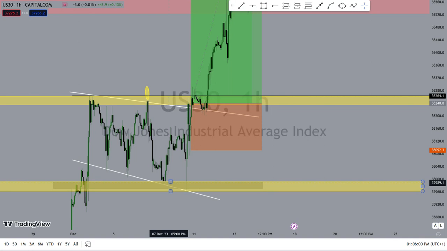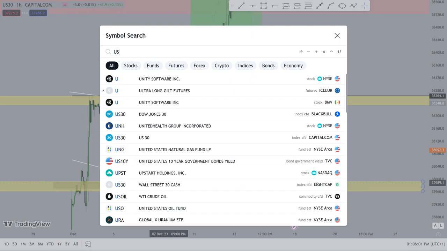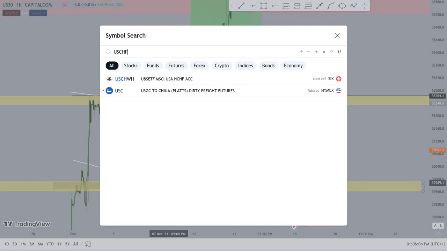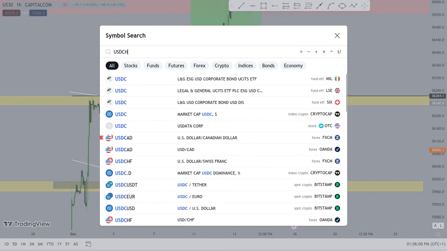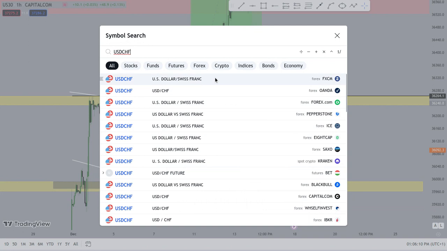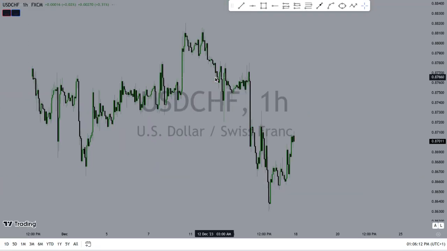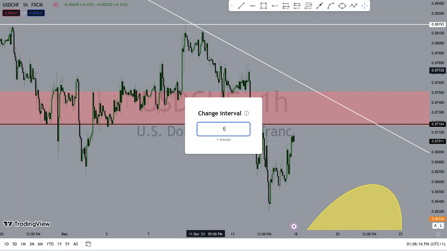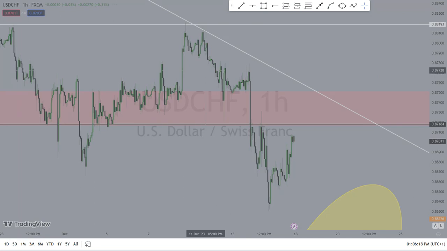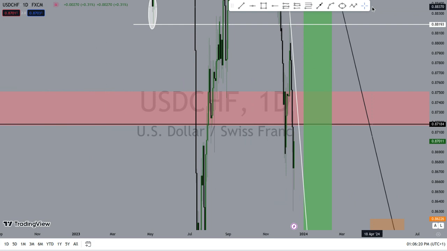Looking out for USD CHF. I'm just going to go to the daily time frame and let's see it clearly.